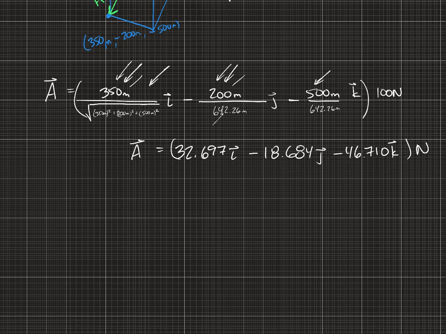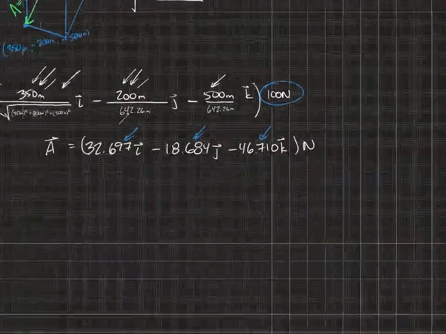Now, what a lot of you did here, at this point you went and you calculated the magnitude of A. If you calculate the magnitude here, if you square 32.697 and you add that to the square of 18, so if you square this and you add it to the square of this and you add it to the square of that and you take the square root, you're going to get the 100. Okay, and if you didn't, then you've made an error somewhere. So that's A. Let's go get B.